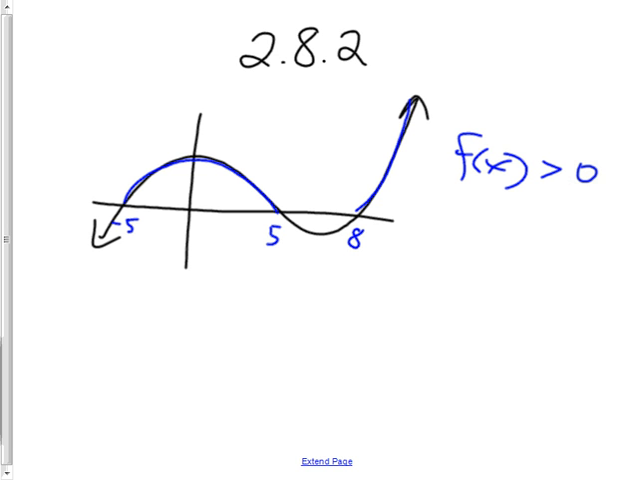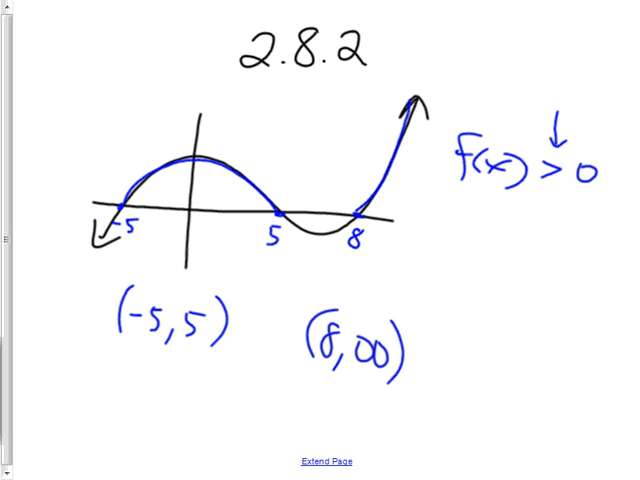You should have said that it was greater than 0 between -5 and 5. That's for sure. And also between 8 and infinity. Raise your hand if you knew that. Okay, good. Now, do those endpoints work or not? No, because I said greater than 0, and those endpoints are 0.